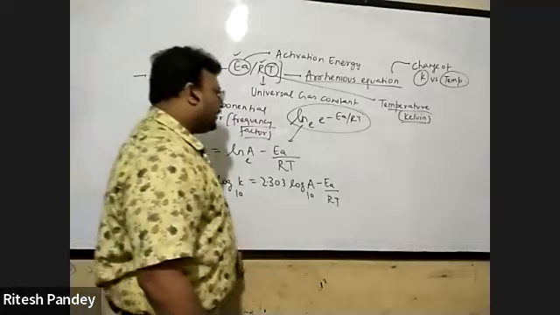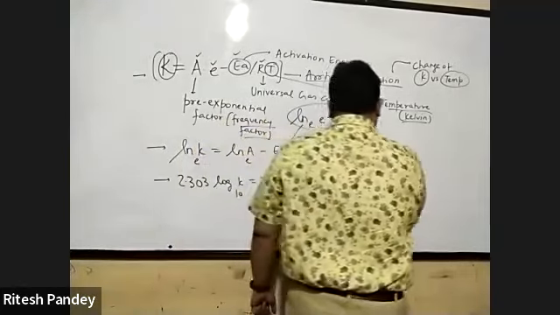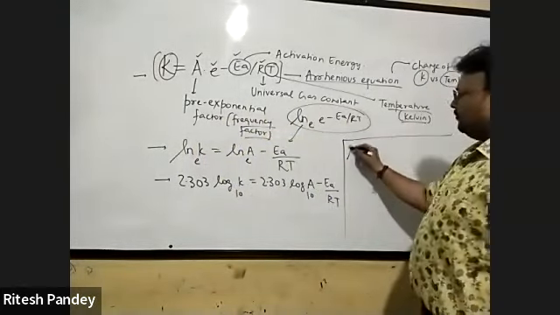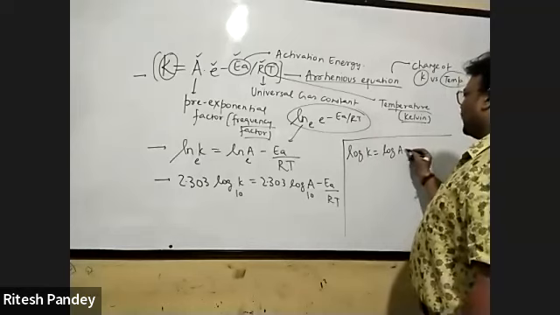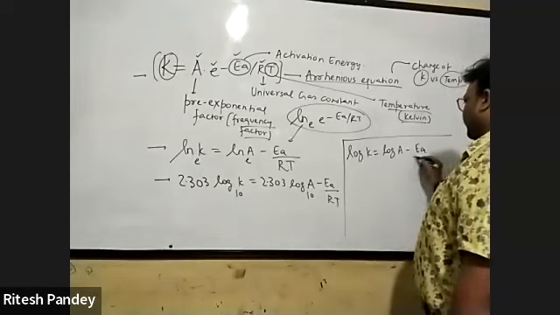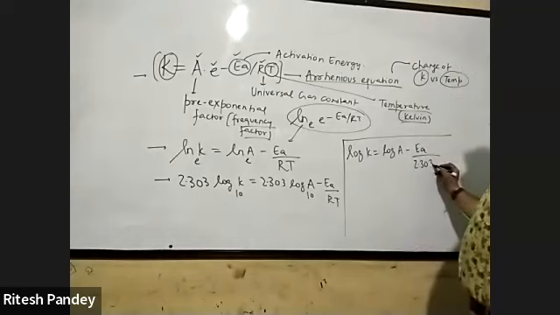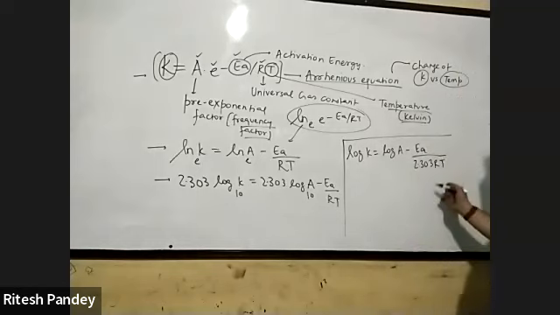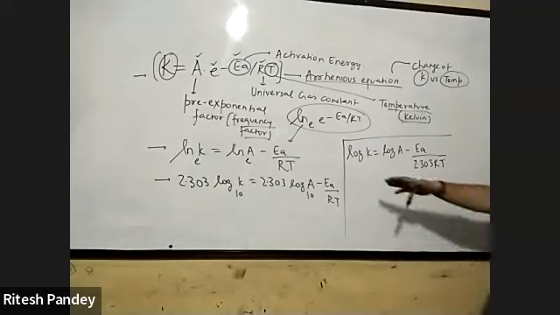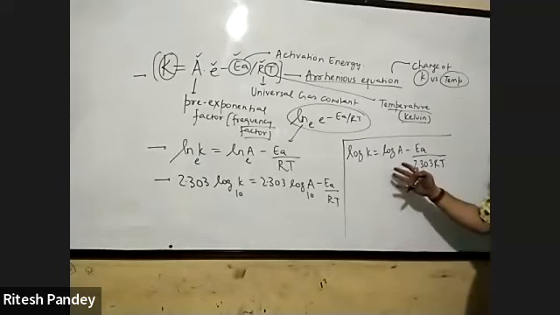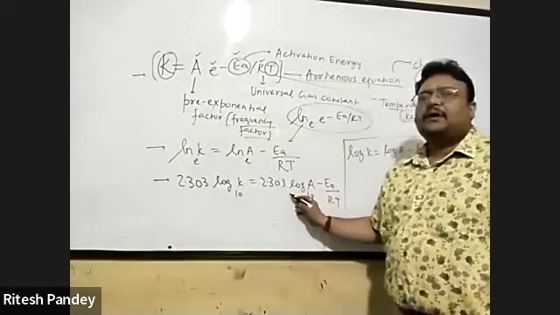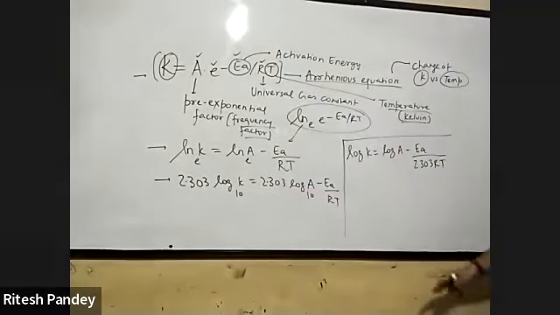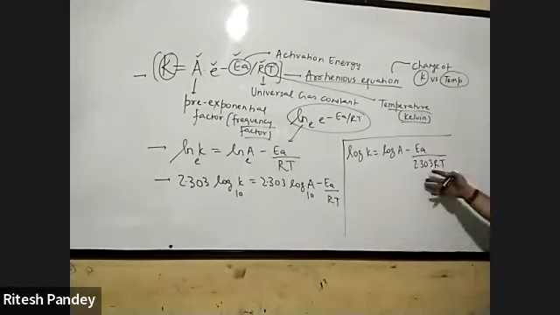And I'll end up getting an equation like log K is equal to log A minus Ea upon 2.303 RT. See what I'm up to? I'm taking 2.303 common. You understand? I'm converting natural logarithm to common logarithm, and I'm taking 2.303 common and dumping it in the denominator out here.